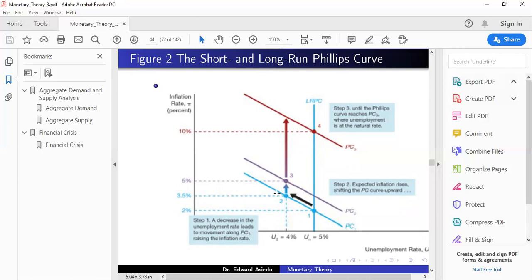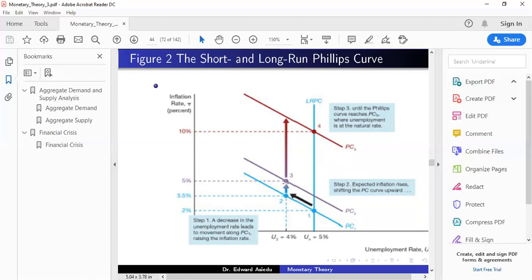When you have higher inflation, expected inflation will kick in. So expected inflation rises, shifting the PC upward to PC3. Much higher inflation, 5%. And this is exactly what we explained about the negative relationship between unemployment and inflation, because there's a decline in unemployment to 4%, but that is leading to higher inflation levels.